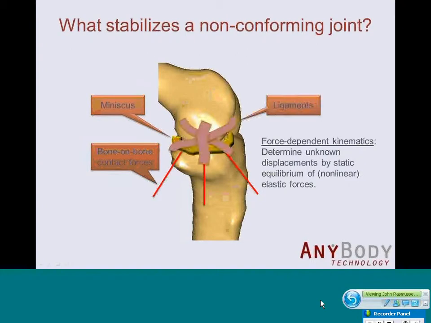The final thing that stabilizes the knee is obviously the ligaments, the cruciate ligaments and the two collateral ligaments in the knee, and those are also elastic elements. They're made of relatively soft material. So again, the forces that are applied to the knee will cause deformations of these materials, and that will cause micro deformations in the knee.